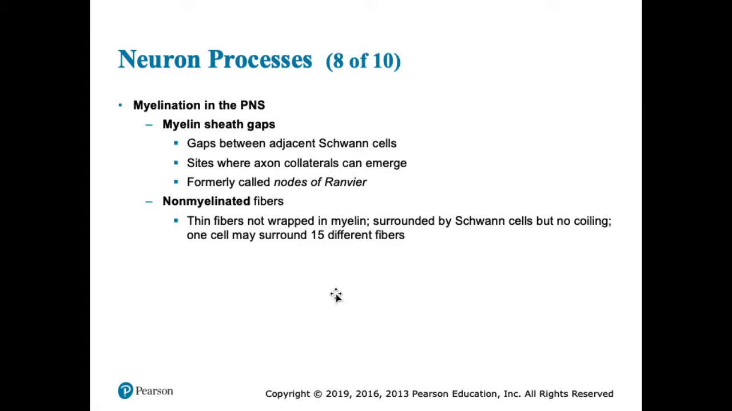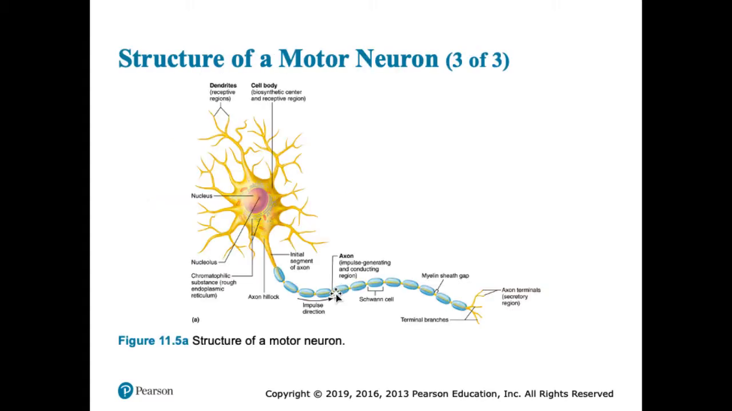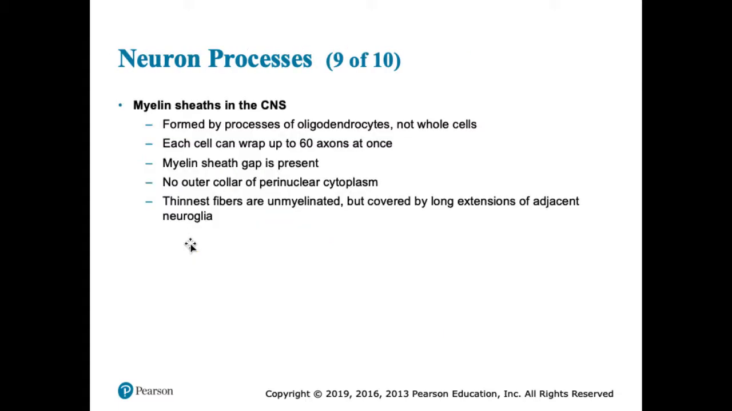And then, of course, you have some non-myelinated fibers. Those are thin fibers that are not wrapped in myelin sheaths, surrounded by Schwann cells, but then have the little coiling. So one cell may surround maybe 15 or so different fibers. So again, you saw this just a minute ago, but that structure of that Schwann cell. The myelin sheaths in the central nervous system are formed by the processes of the oligodendroglia, not the whole cells.